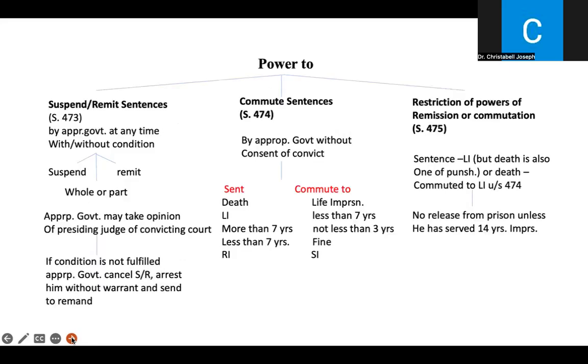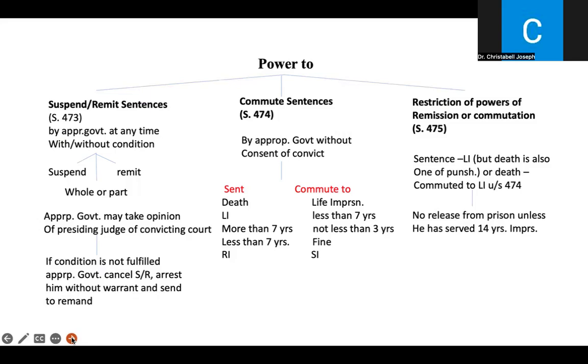Now we'll move on to the next section, that is section 473, which talks about the power to suspend or remit a sentence. When any person is sentenced for an offense, then the appropriate government, at any time, with or without any condition, may suspend or remit the whole or only a part of the sentence.